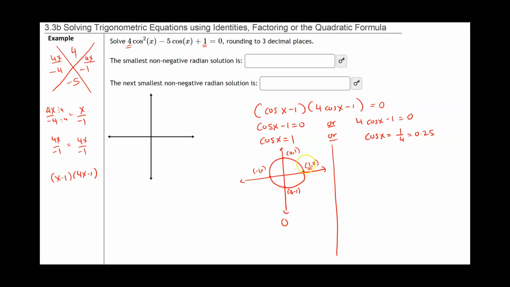And then we just want solutions between 0 and 2 pi, so I'm not going to write the general solution. But just as a quick recap, the next time I get to an x value of 1 is when I make a full revolution. So that would be plus 2k pi, but I'm not doing that because I just want the solution between 0 and 2 pi. So x equals 0 is going to be one solution.